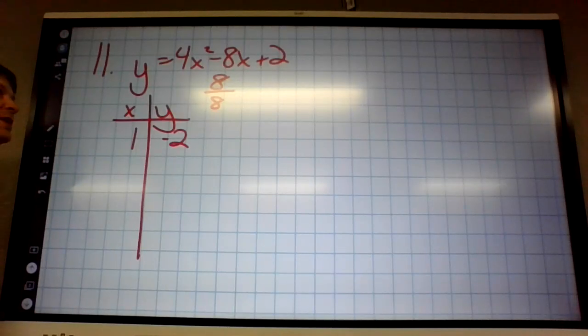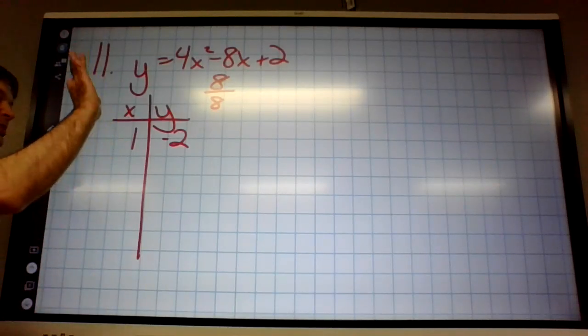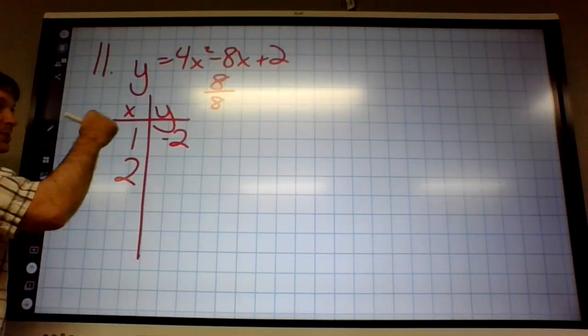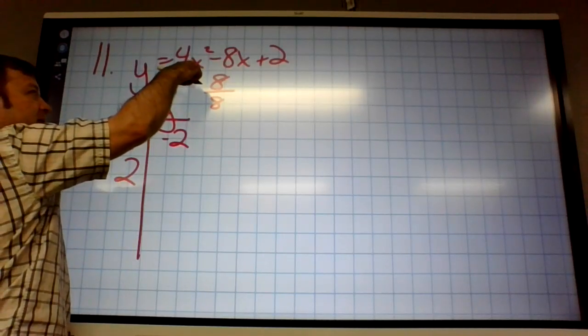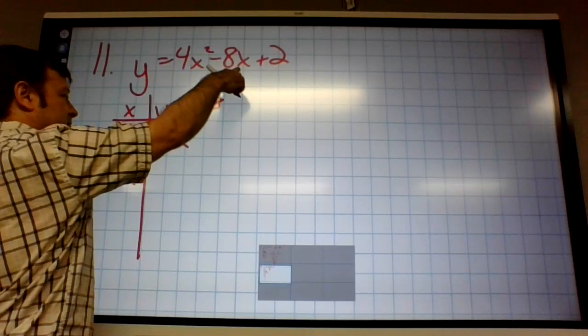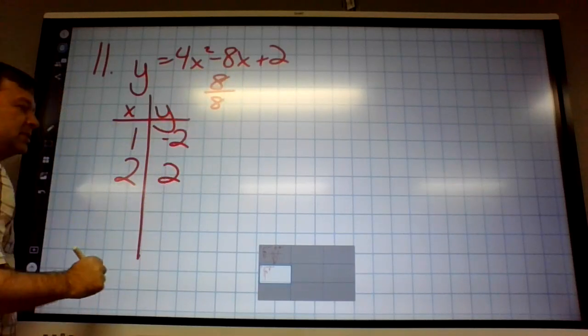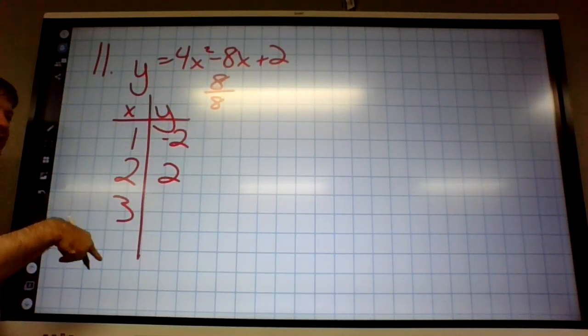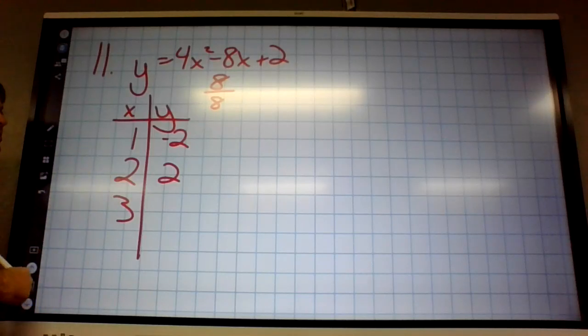4 is very fast. I'm not sure we're going to be able to fit all 5 points on there. So if I plug in 2, let's see how tall it is already. That would be 16 minus 16 plus 2. Not too bad, maybe we'll be able to fit it. But it goes up exponentially fast, so let's see what happens. 3 is 9 times 4 is 36 minus 24 is 12 plus 2 is 14.